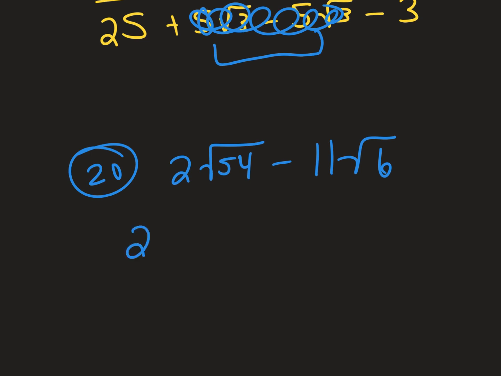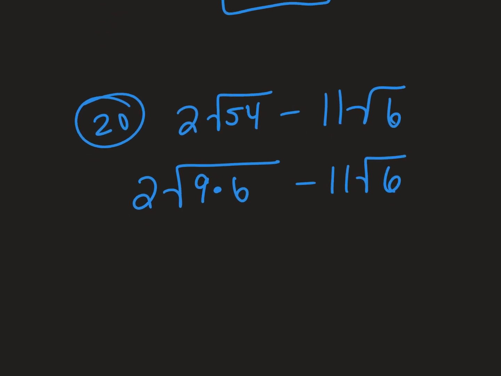So let's talk about 54. What are the factors of 54? 1 times 54, 2 and 27. Is there a perfect square and a non-perfect square inside of 54? What is it? 9 and 6. 9 times 6. Okay, minus. Is there a perfect square and a non-perfect square inside of 6? No. 2 times 3, but those aren't perfect squares. So just leave this as square roots of 6.